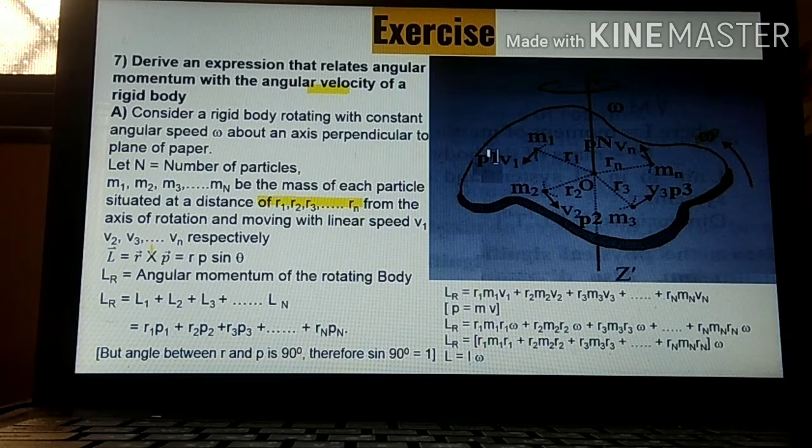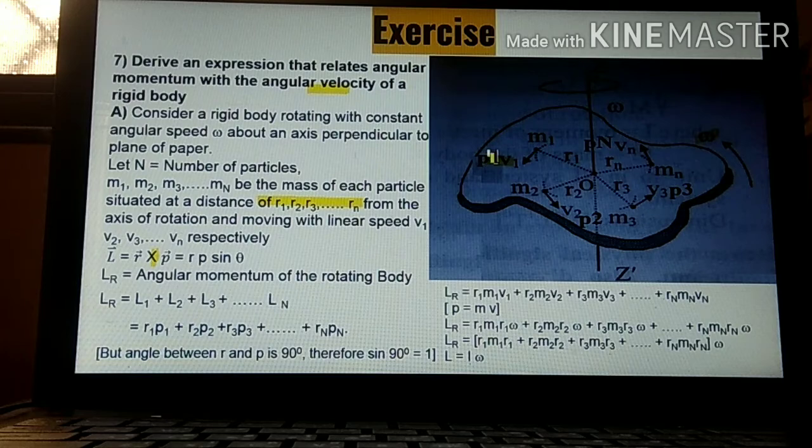Linear momentum, we know that it is a vector quantity. So L bar is equal to r bar cross p bar. If we remove this cross product, we will be getting sine theta. But you will see that this r and p are in the same direction.